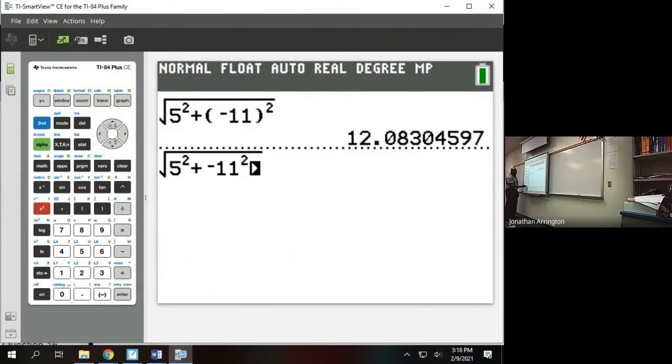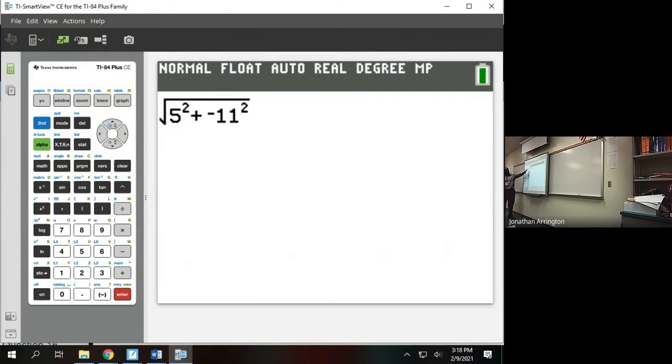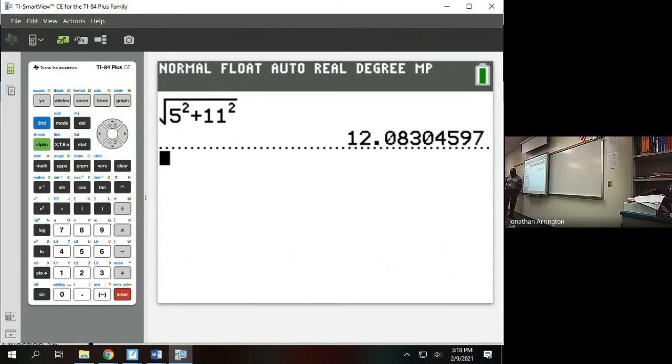Again, that's error, non-real answer. Whenever it tells you error, non-real answer, that typically means you're taking the even root of a negative number. And so again, you have two choices. Either put the negative 11 in parentheses, or when doing this process, just make both numbers positive. Those are the two options. Put the negative guy in parentheses, or just make both numbers positive. All right, so that's magnitude of a vector when in component form.